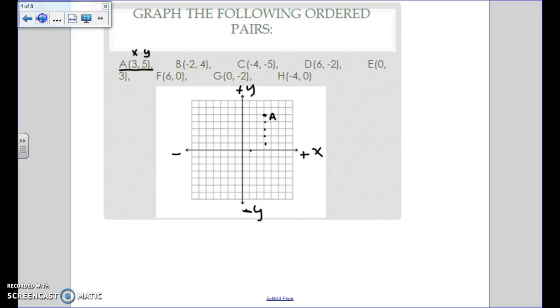All right. And so it's a little harder without that visual to see where my pen is moving, but 3, 5 would be over 3 and up 5. B would be back 2 and up 4. So 1, 2, 1, 2, 3, 4. That's where B would lie. C, negative 4, negative 5, 1, 2, 3, 4, 1, 2, 3, 4, 5. There's C. D, 6, negative 2, 1, 2, 3, 4, 5, 6, down 2.